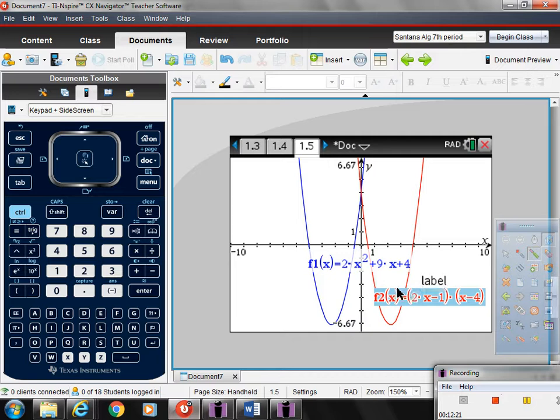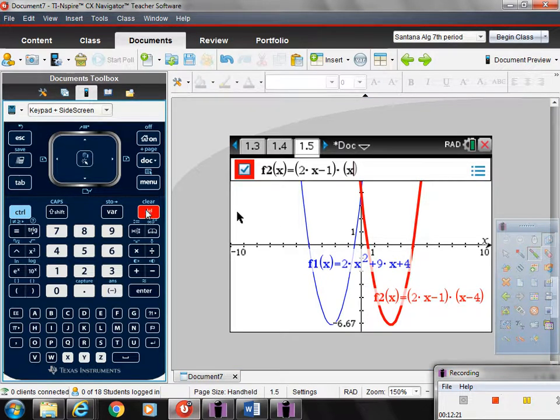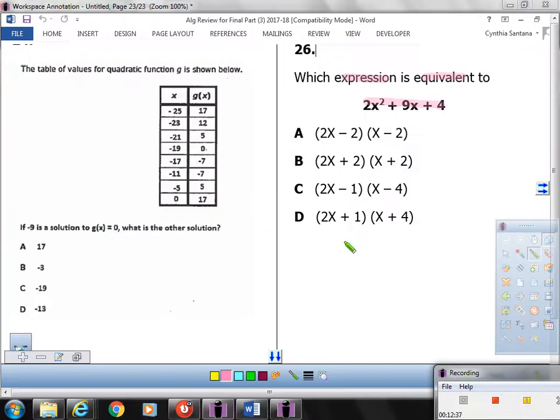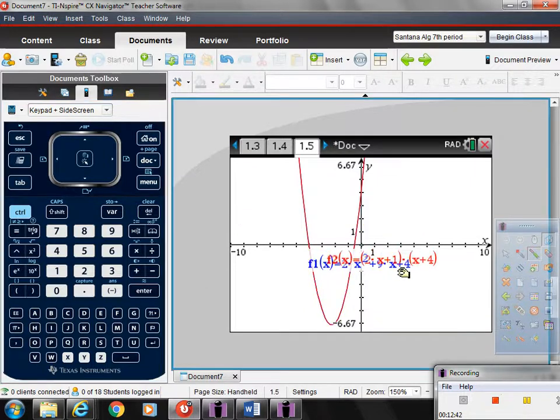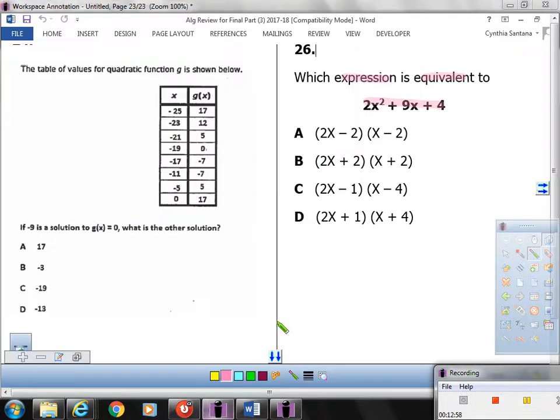Nope. So I guess this is D. Let's hope it is. Either that or there's another mistake on this. 2x plus 1 times x plus 4. There you go. Blue turned to red. So I found the expression that would equal, which happens to be that one right there. And if you did the tic-tac-toe, you would find out that these are your two factors.